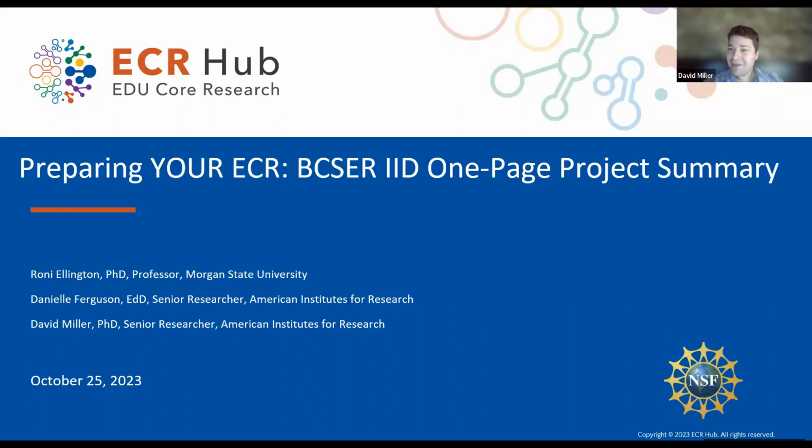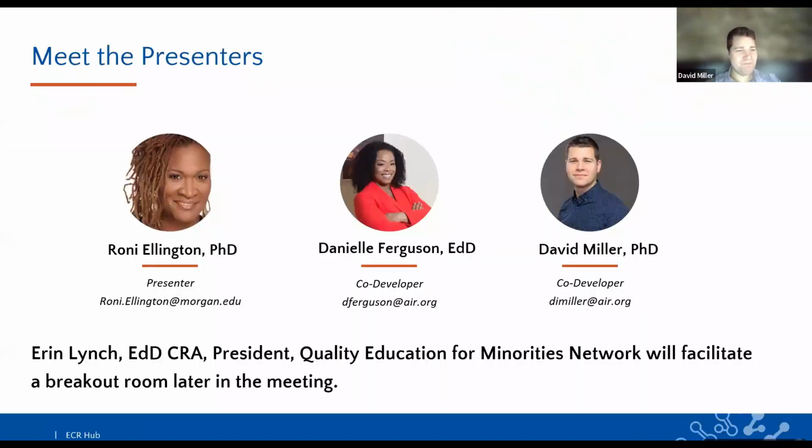All right, welcome everyone. I'm so excited to welcome you to today's workshop on preparing your ECR BCSER IID one-page project summary. It's quite a mouthful. ECR is EDU Core Research. BCSER is Building Capacity in STEM Education Research. And IID is Individual Investigator Development, and we'll cover each of those points as we go along in today's workshop.